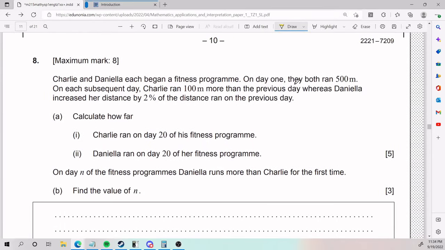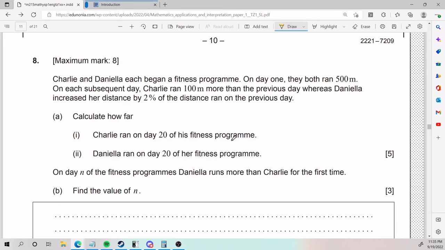Charlie and Daniela each began a fitness program. On day 1, they both ran 500 meters. On each subsequent day, Charlie ran 100 meters more than the previous day, whereas Daniela increased her distance by 2% of the distance run on the previous day. So we need to calculate how far Charlie ran on day 20 of his fitness program, and how far Daniela ran on day 20 of hers.